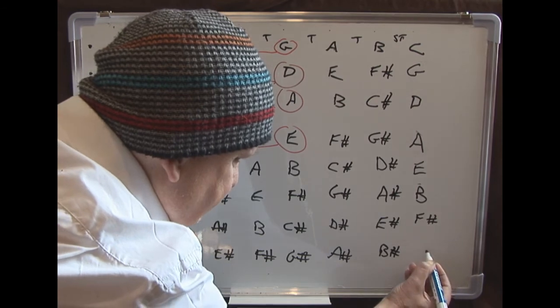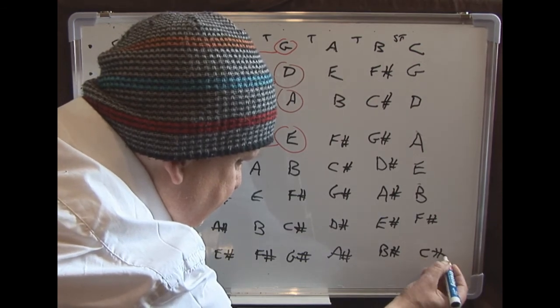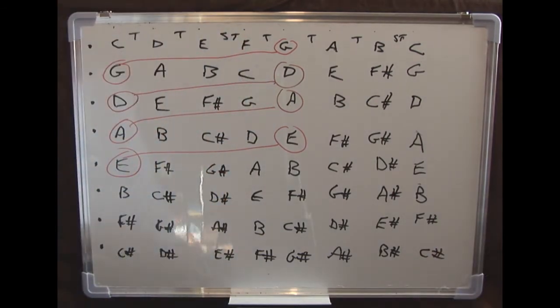Just neaten that up. And there's the circle of fifths, sharp keys. Okay, there is the circle of fifths on the other side, the flat keys. I'll just briefly mention that because obviously I started out with the scale of C major because I knew that there weren't any sharps or flats in that.